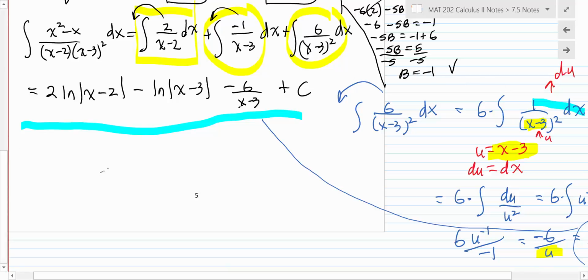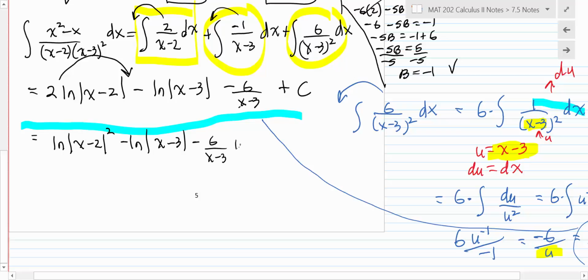One thing that you want to do on this is on page 5, so you might want to back up there. I wasn't paying attention to this. I mean, that's an okay answer. It really is. But one thing that you can do, and we talked about that last time, is you can combine logarithms. So I just want to go ahead and do that, have you finish that. So that would be ln |x minus 2| to the second minus ln |x minus 3| minus 6 over x minus 3 plus c.